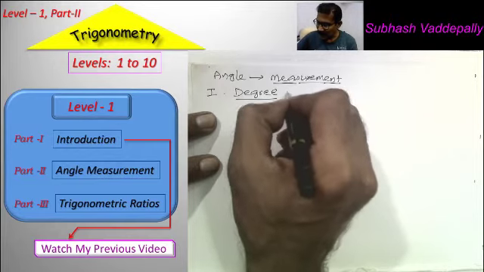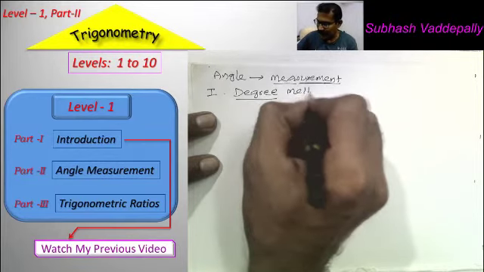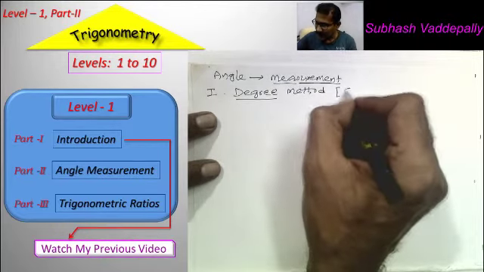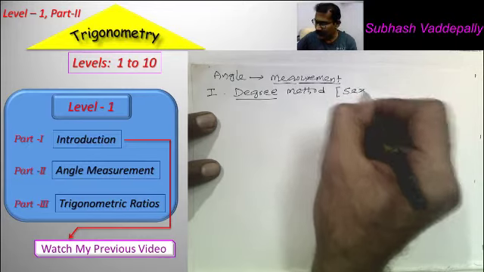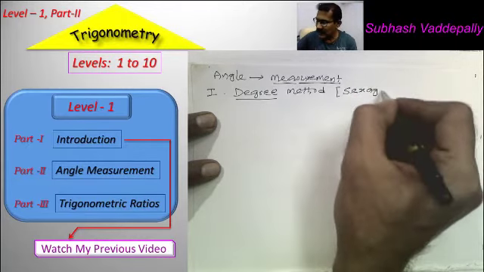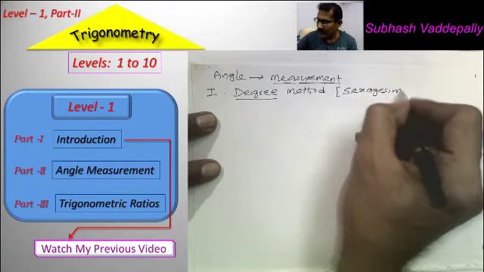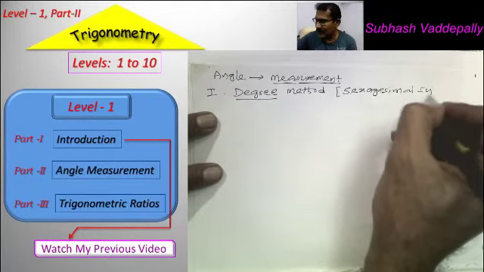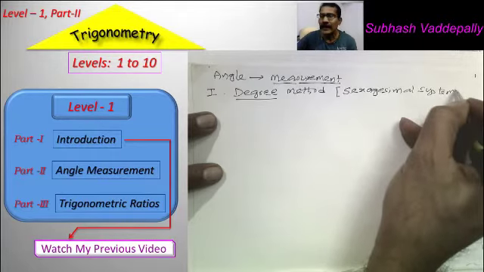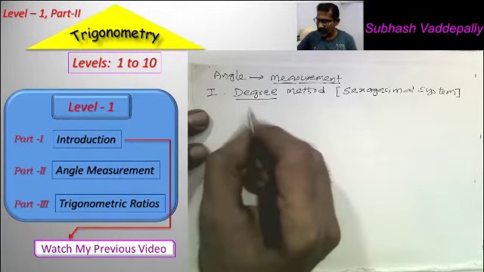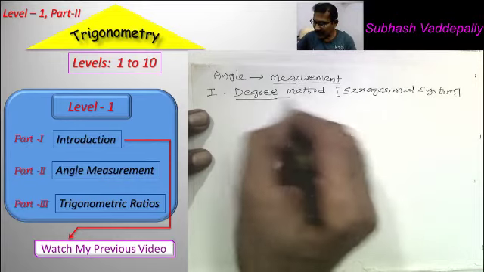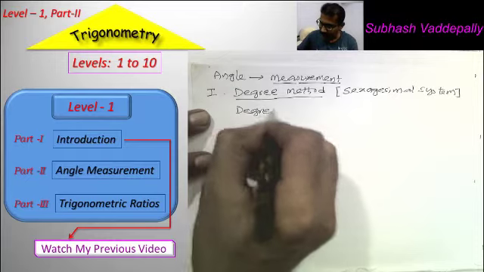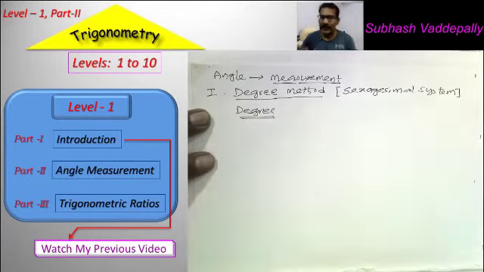Here this is called the degree method. This method is also called the sexagesimal system. Why is this called the sexagesimal system? I'll explain later in this video. So in this degree method, degree is the main unit. Then what is a degree? Let us know.